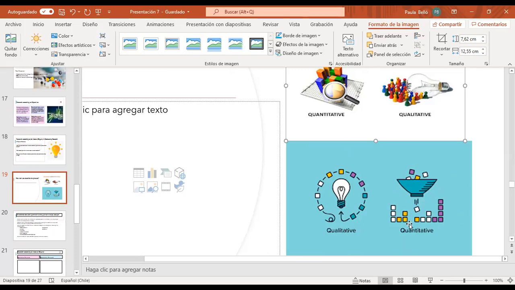And here, this other image, and what else? What is the geometrical figure here?